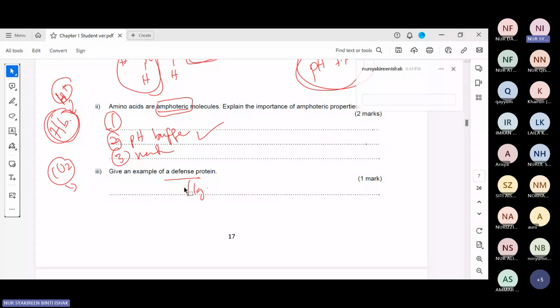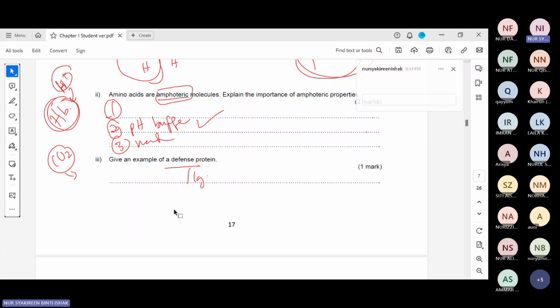Okay, so give an example of a defense protein: antibody, immunoglobulin ataupun short form dia Ig. Okay, bukan Instagram. Immunoglobulins ataupun lysozyme. Okay, lysozyme, inside your cell there's an organelle, we call it as lysosome. Inside lysosome there's an enzyme, we call it as lysozyme.